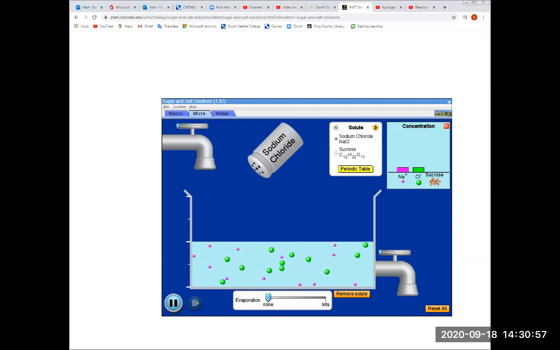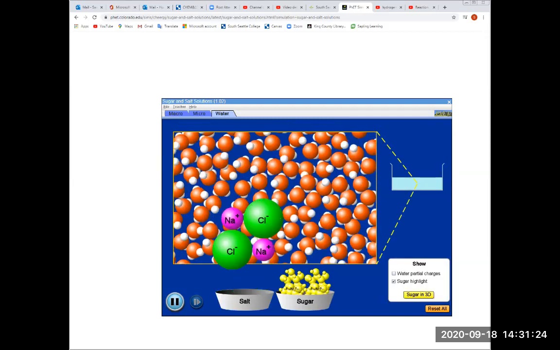It's because one electrode will attract the negative ion and the other electrode will attract the positive ions, and this way the electricity can be conducted because charged particles are moving and conducting the electricity. So that explains it. And now if we look at the water level, let's put some salt in there.